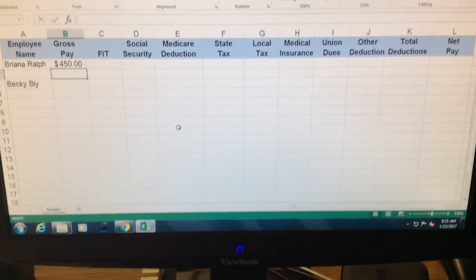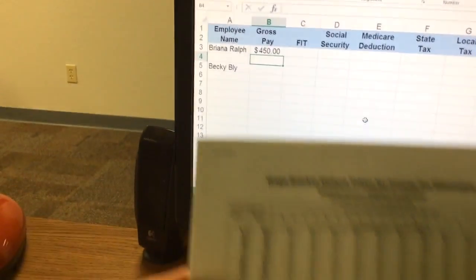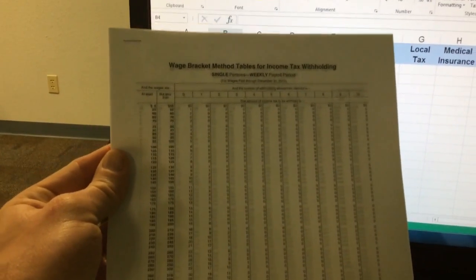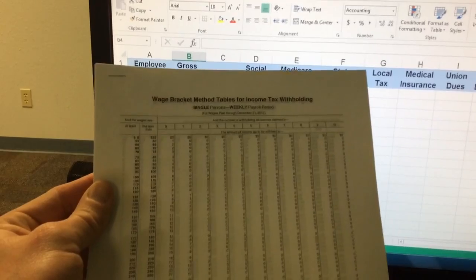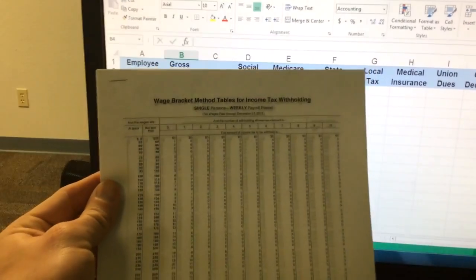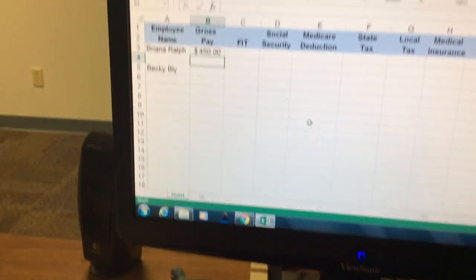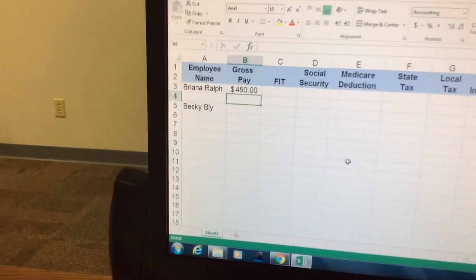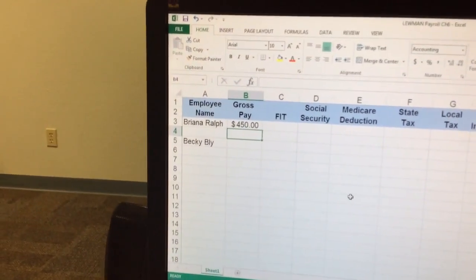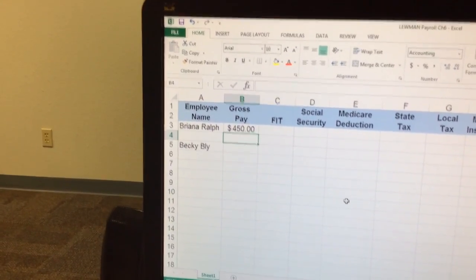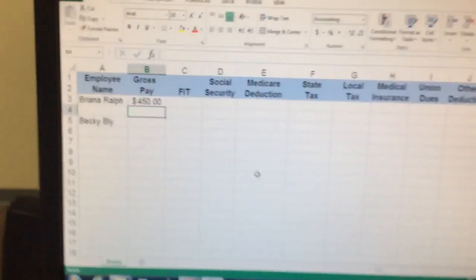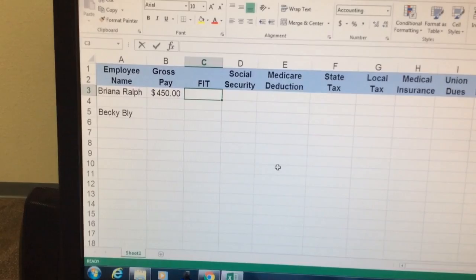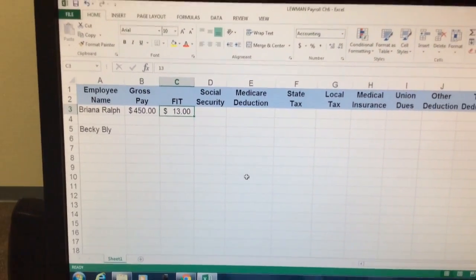When you got your handout information, you should have gotten a paper that is like the tax tables in the book. You will notice up at the top of this page it says single and weekly payroll period, and then page 2 is married and weekly payroll period. So if you look up the $450 on that sheet for married and two allowances, they are withholding $13 in federal income tax for her. So $13 gets typed into that cell.